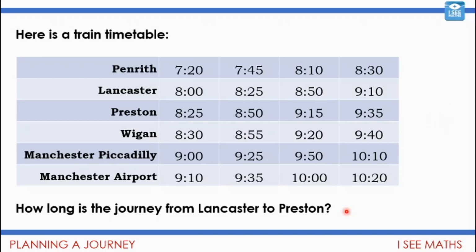Okay, so you could look at any of those journeys. Let's say it could be this one you looked at from Lancaster to Preston, and we'd have 10 more minutes to get to 9 o'clock and 15 more minutes, 25 minutes in total. Just like here, this is probably the easiest one to look at. 8 o'clock from Lancaster, 8:25 in Preston. So the journey is 25 minutes long.